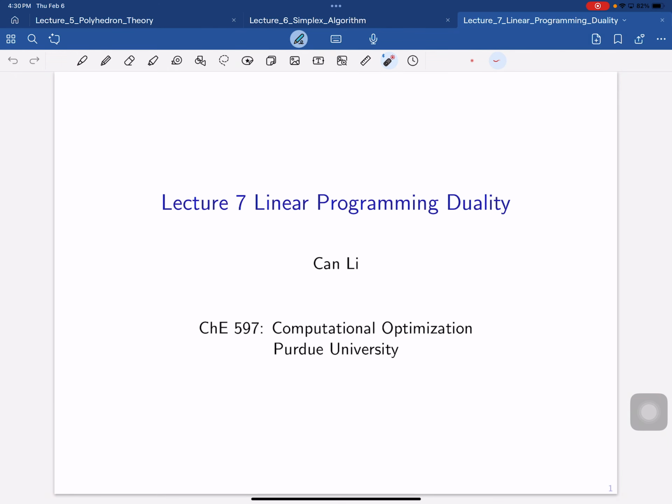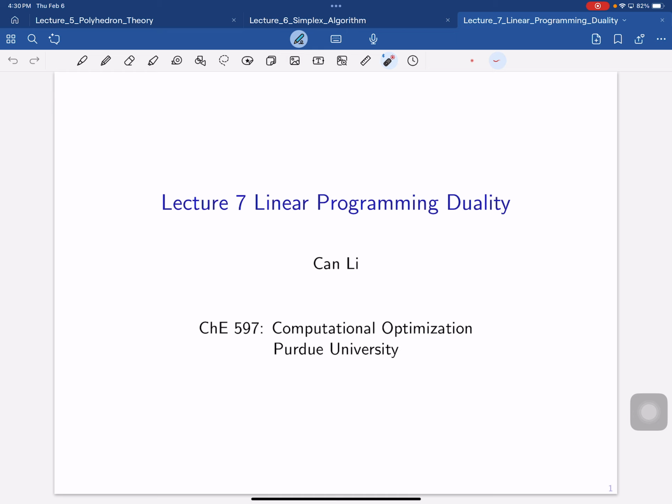Right, so in this class, we will talk about linear programming duality. This is the last lecture of a linear programming class. Duality is a very key concept in optimization. There are different forms of duality.